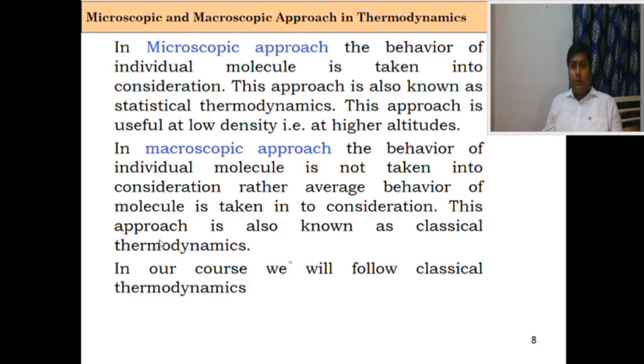Now coming to some of the approaches that are common in thermodynamics, and what approach we are going to deal with. Mainly there are 2 kinds of approach. One is the microscopic approach, where the individual behavior of the molecule is taken into consideration, and this concept is mainly used at higher altitudes, because there the molecules are separated, it being a low density region. There we cannot take the average behavior, because if the molecules are separated, we should go for the individual behavior of each molecule. This approach is also known as statistical thermodynamics.